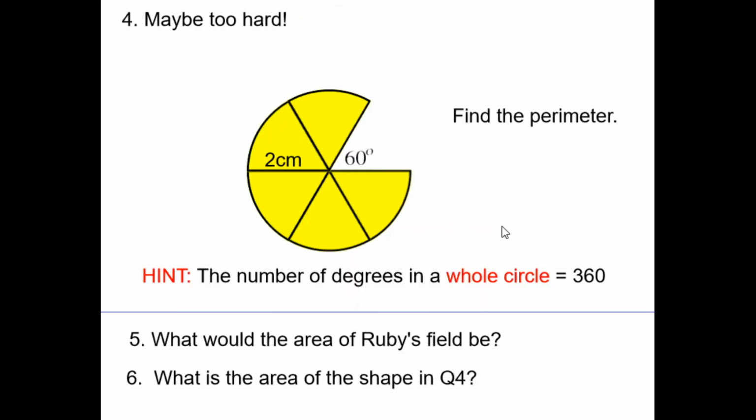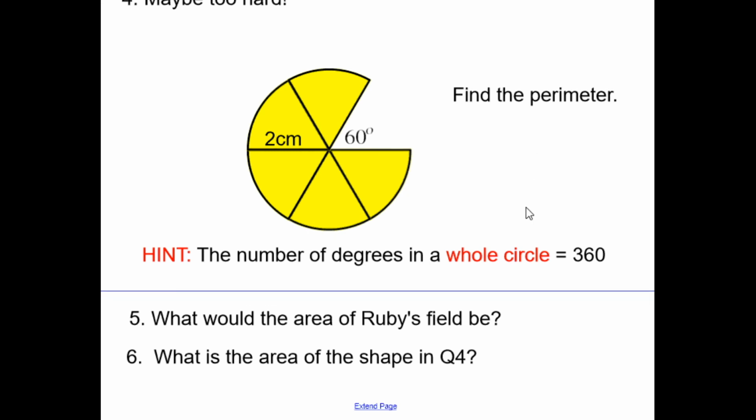Question 4, may be too hard, but it probably won't be. But you've got to find a perimeter, which is this bit plus that bit. Now, remember that the number of degrees in a whole circle is 360. Actually, I've made it quite easier with, look at the diagram, and it should be easier to do. Question 5, what would be the area of Rubik's field? And question 6, what's the area of this shape here?